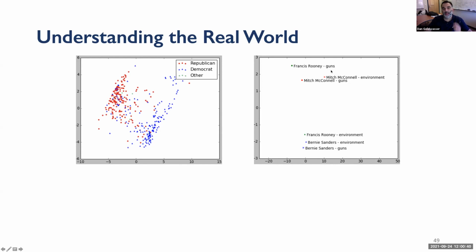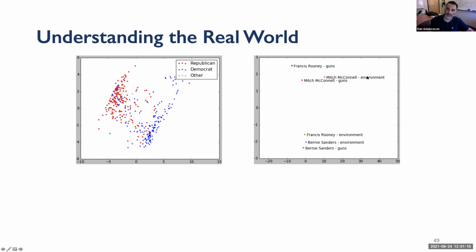For example, when looking at the similarity between different members of Congress, typically we would just cluster them as, all people on the left say roughly the same things and all people on the right say roughly the same things. In our case, we can separate between topic-specific issues. So Bernie Sanders is going to be close to Bernie Sanders on guns and environment, but is going to be close to Francis Rooney, who is a Republican, in the context of the environment. Francis Rooney is going to be close in the context of guns to Mitch McConnell on guns and Mitch McConnell on the environment.